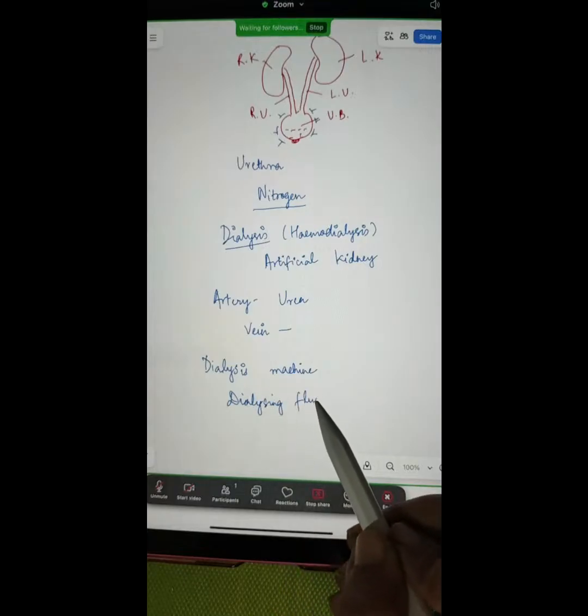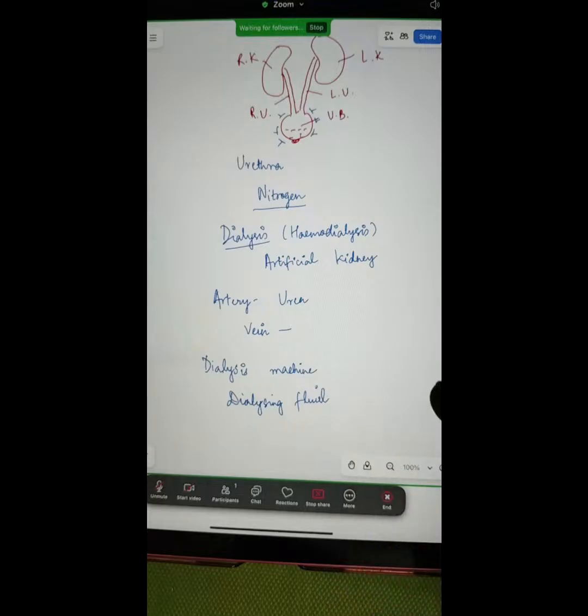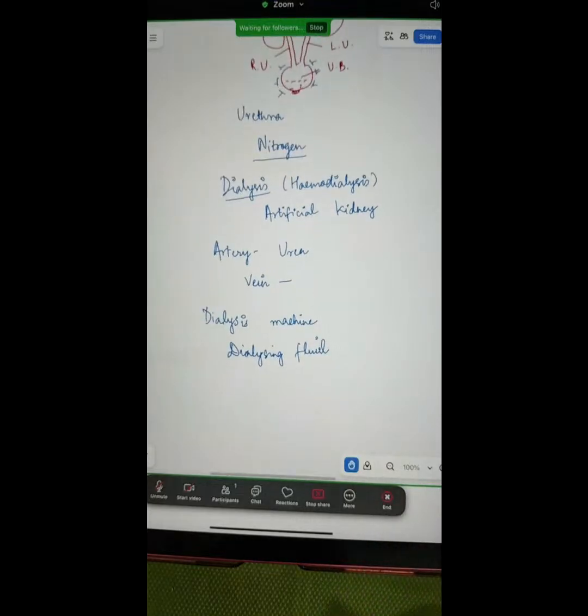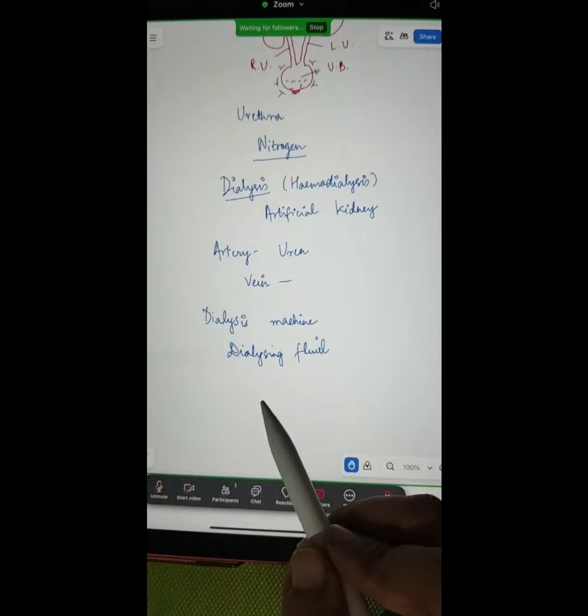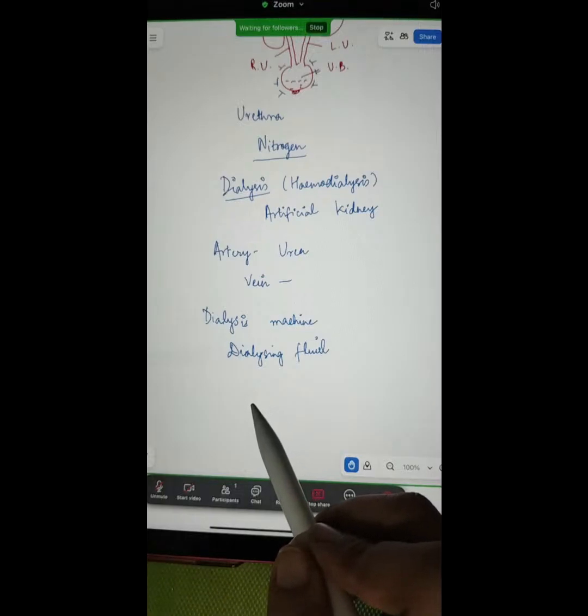Now, in this dialyzing fluid, the osmotic pressure is the same as that of the blood. Very important to know. So, dialyzing fluid has the same osmotic pressure as that of the human blood, but the impurities, the nitrogenous waste, are not there. But the human blood, which is coming into this machine, coming around this dialyzing fluid, will be rich in the nitrogenous waste.